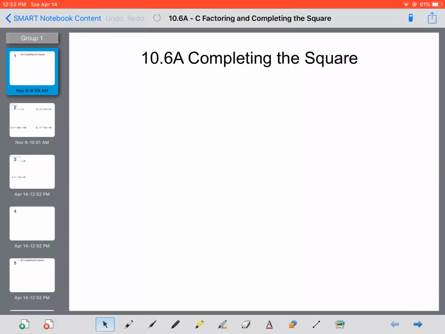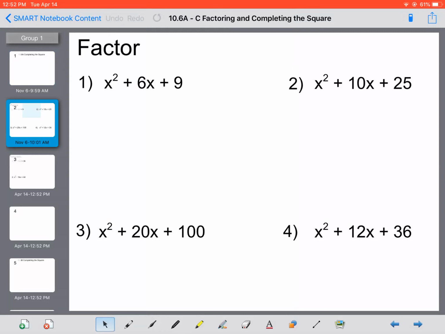Hello, today we're going to review factoring so that we can then learn how to complete the square, to then help us with our equations of circles in the next coming weeks. So let's review our factoring. If I asked you to factor number 1, we want to first see if there is a GCF.